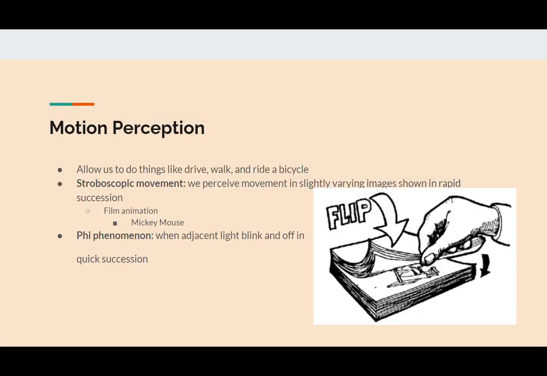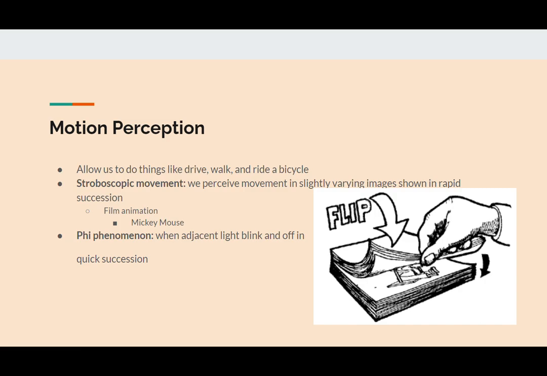Now we have motion perception. Our ability to perceive motion is important because it allows us to do things like drive, walk, and ride a bicycle. Generally, our brains perceive motion by assuming that shrinking objects are moving away and objects that are getting bigger are moving closer. Sometimes, however, we perceive motion when there really isn't any.